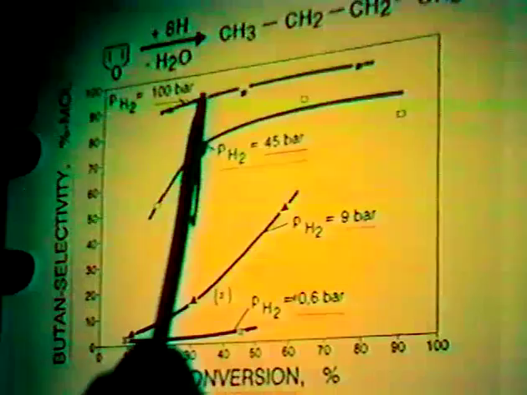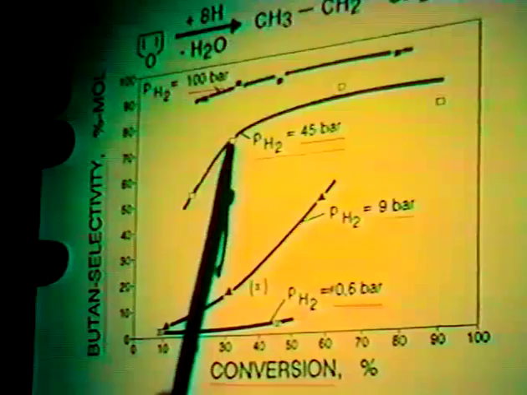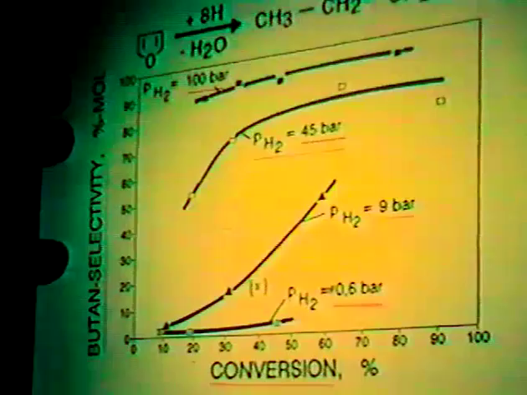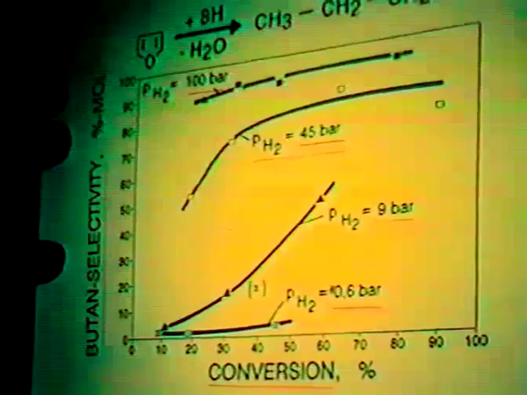Already at the 50 bar, these are only 70% of the butane. At the 10 bar, then there are only some 10, 20. And here, if we are even at 1 bar, then we are here at 5% of the butane. And it turns out 1 bar of hydrogen is not a very relevant condition to expect catalysts of this kind for their usefulness, perhaps in hydrotreating reactions.